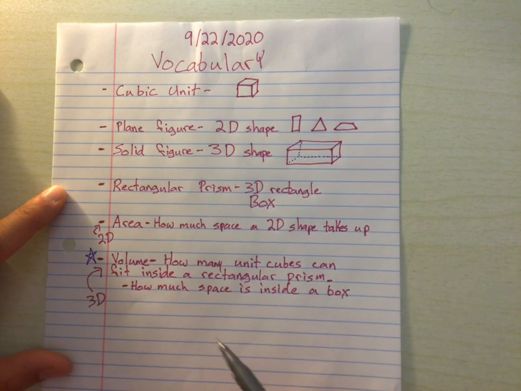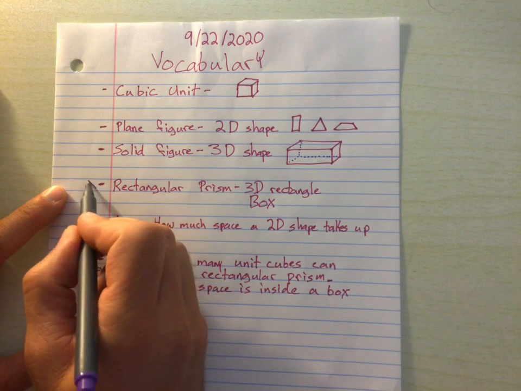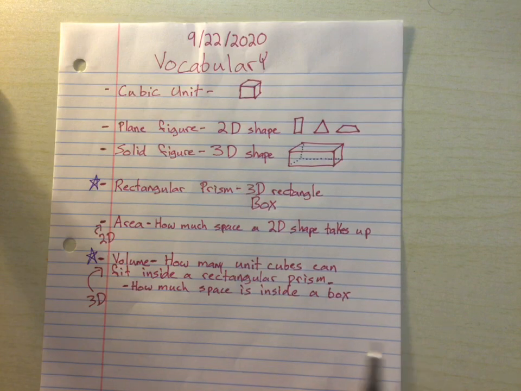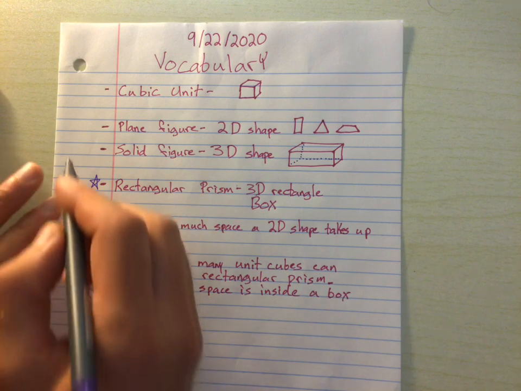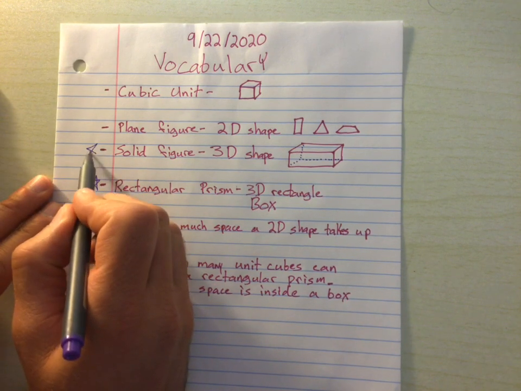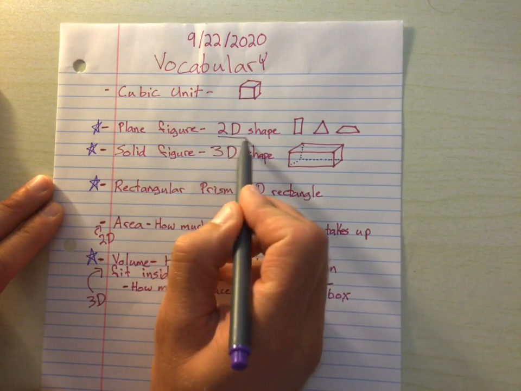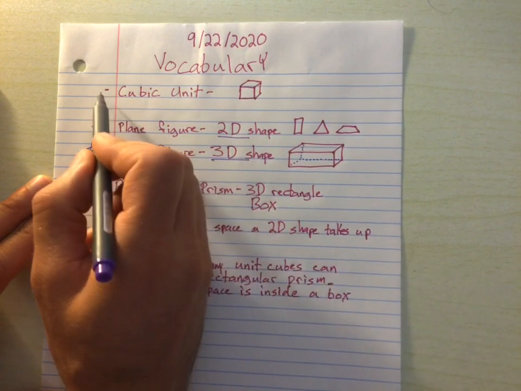Volume, we're going to be talking a lot about volume. Rectangular prism, which is a big, long, fancy word of basically saying a box or a three-dimensional rectangle or just what you would think of as a box. We'll need to know the difference between a solid figure and a plane figure, as those are there.